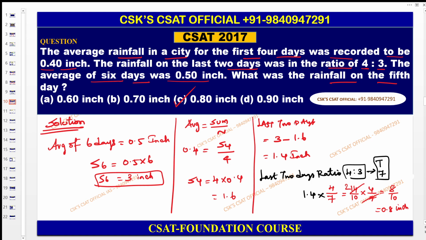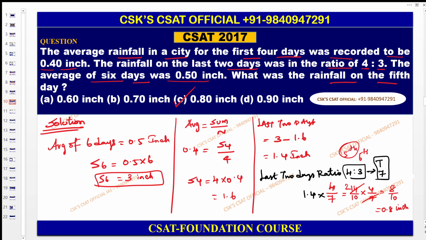The last 2 days the rainfall is in the ratio 4:3. If 40 centimeter, or here in terms of inch, then 40 there, 30; or else 80 means 60. So like that they are in the ratio. You know the last 2 days is 1.4, then automatically you need to find out the fifth only. This is the fifth one, this is the sixth one. So what would that be? 4 out of 7. So therefore 4 by 7, 1.4 into 4 by 7.